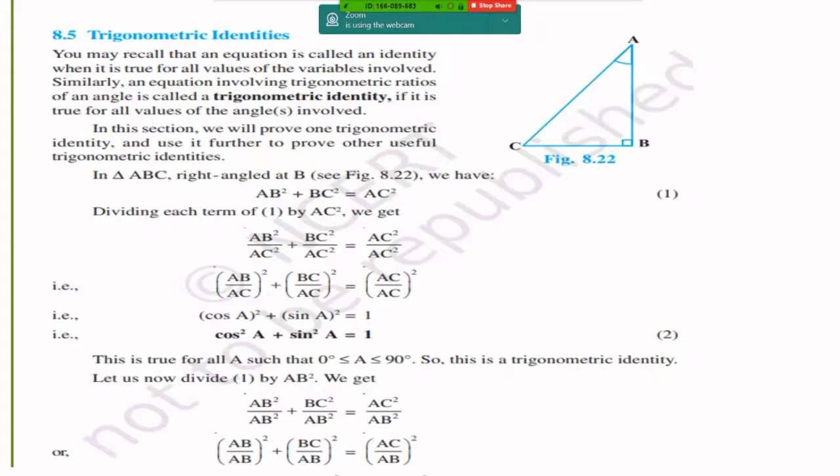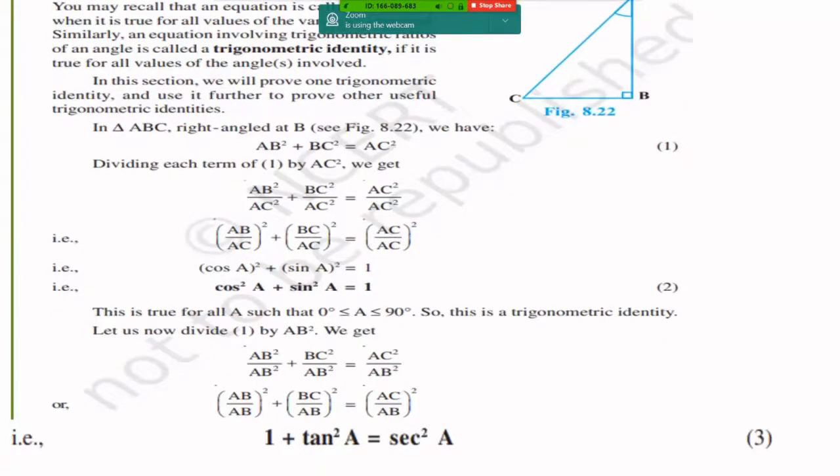So as you see, here is a right angle triangle ABC, right angled at B. By using Pythagoras theorem, we have AC square is equal to AB square plus BC square. So by dividing each of the terms by AC square, they come down to AB upon AC whole square plus BC upon AC whole square, and that is equal to AC upon AC whole square. That's nothing but equal to cos square A plus sin square A is 1.